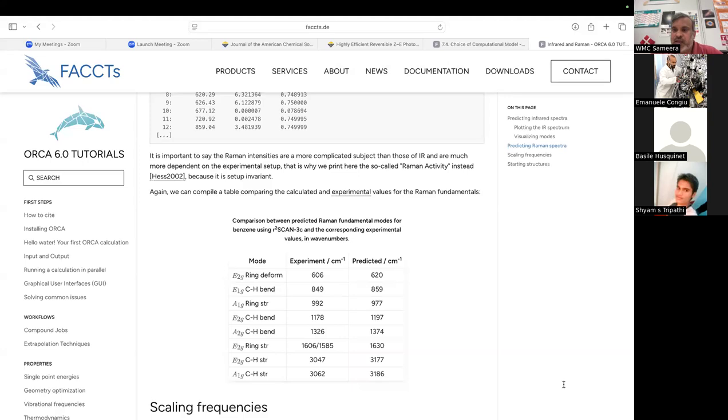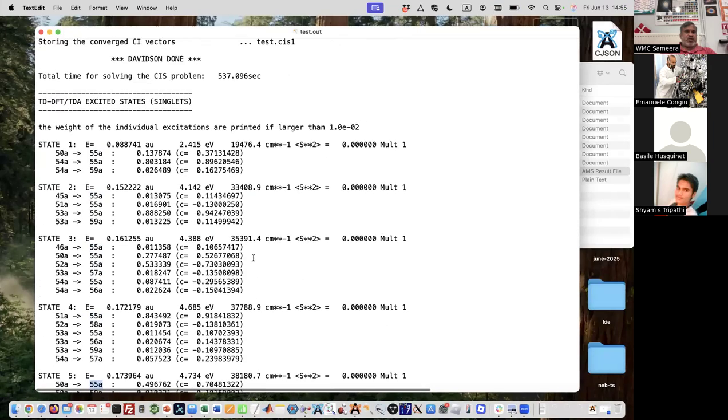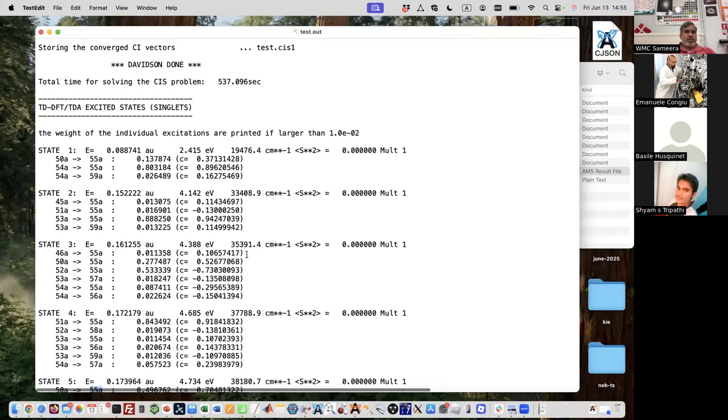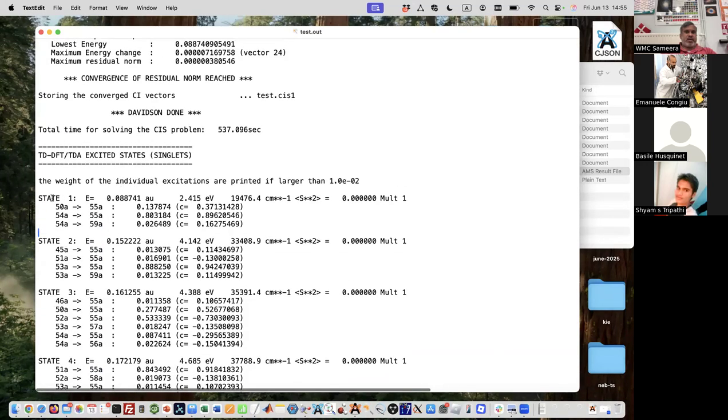How can I calculate the excited state energies? Excited state energies. Okay. So you are talking about the energy of the excited state. If you look in the output data, here is the energy of the first excited state you can find in the output file. This is the corresponding transition. This is the vertical excitation energy.